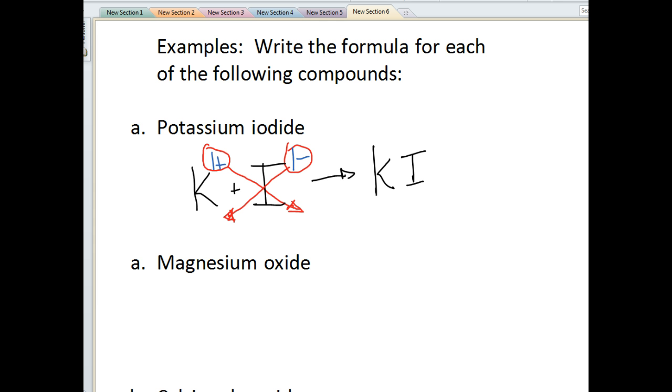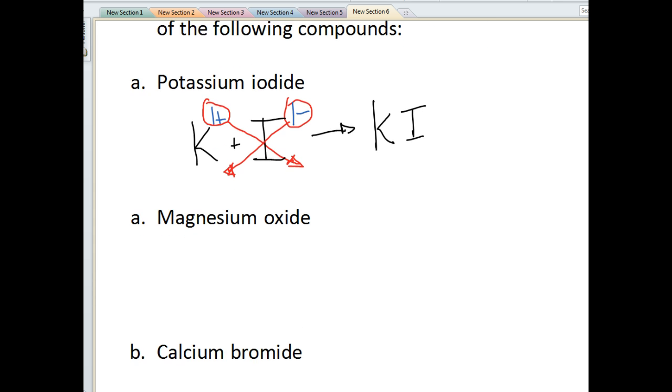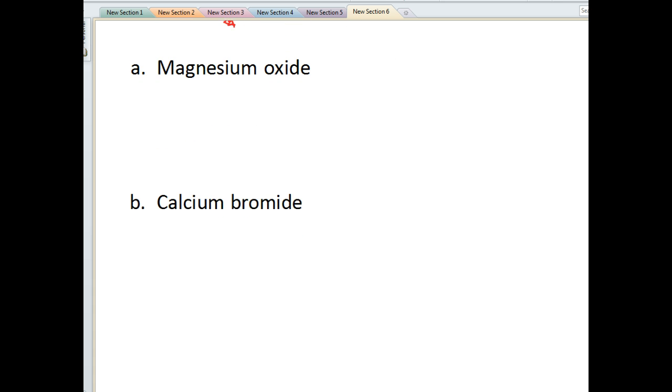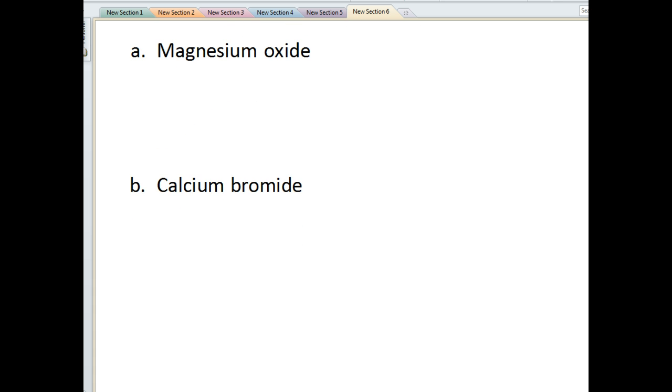Okay? So let's scroll down here a little bit more, and we're going to look at magnesium oxide as our next one. We're going to do the same thing. We're going to start off. We're going to write the formula for magnesium, which is Mg. We're going to write oxide, which is our ion name for oxygen, just like that.